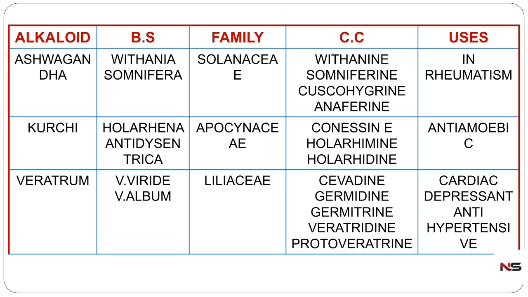Sometimes a question comes like, which of the following is a steroidal alkaloid? In the options, maybe any one of these is there, or maybe all of them will be there. So you have to select the correct answer according to the options. And the uses of kurchi are also important. It's used as an anti-amoebic. We will move to the next slide.